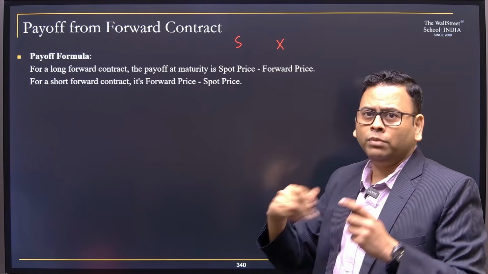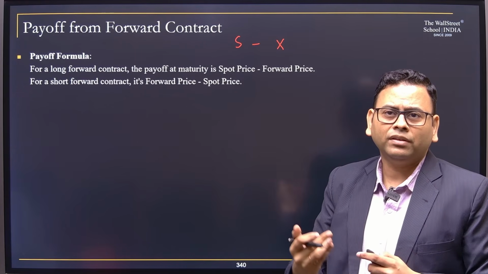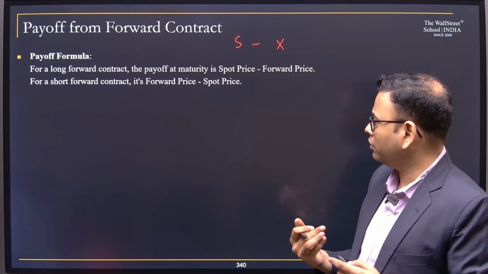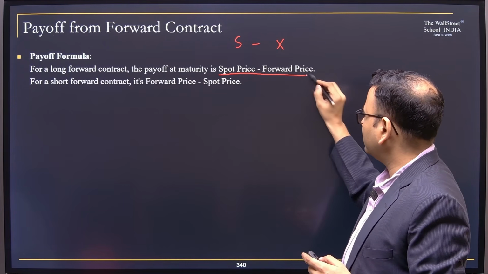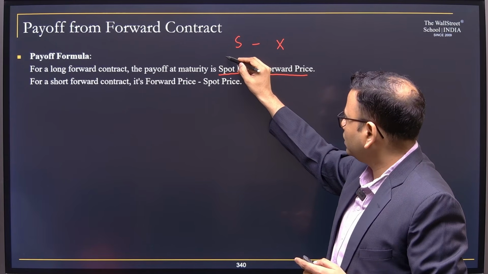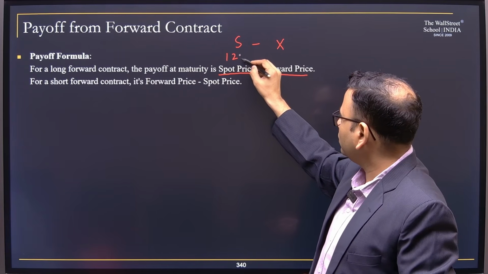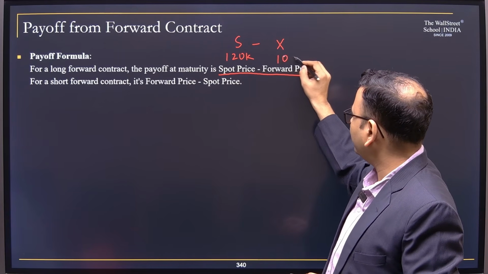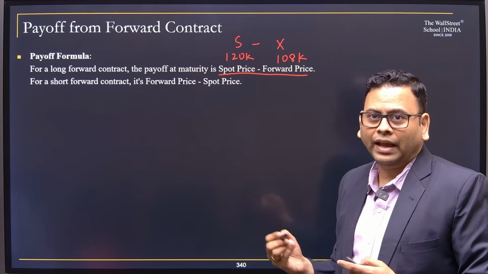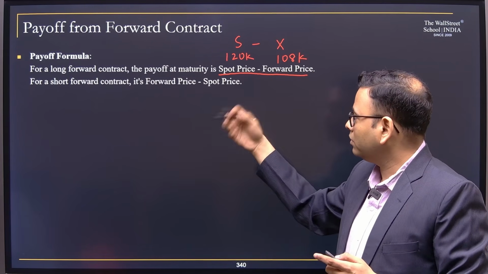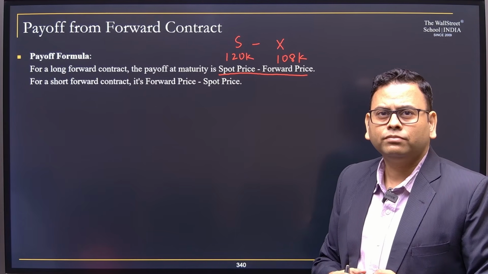So, one party would receive this difference and another party would be paying this difference. If you have bought a forward contract, then your payoff will be S minus X. For example, in our case, the spot on 26th of September, let us say, was 120,000 and we had fixed the price at 108,000. So, this differential is what I will receive and the seller would pay me this particular difference. Okay?